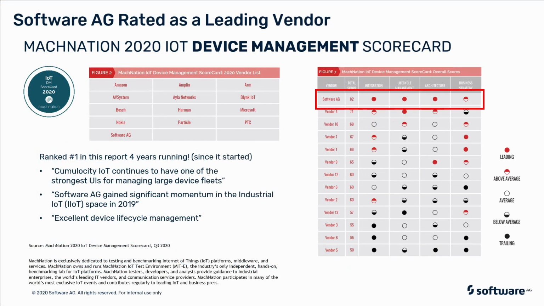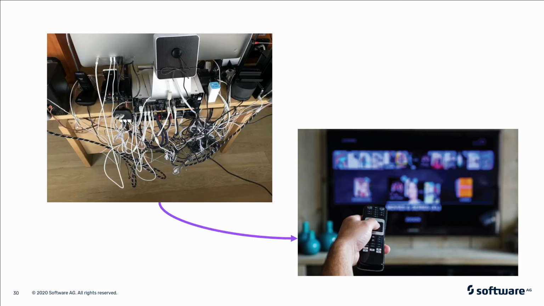Don't just take this from us. Let us show you what Magic Quadrant says. They analyzed Software AG and other device management solutions and rated Software AG again as a leader for the 4th year in a row. Let's come back to our initial picture.